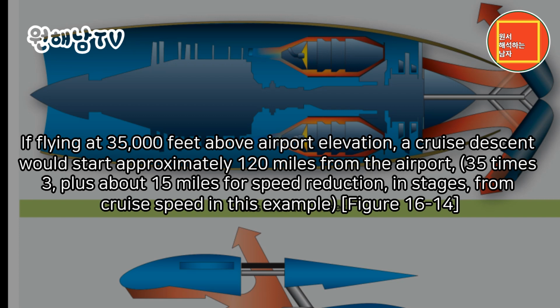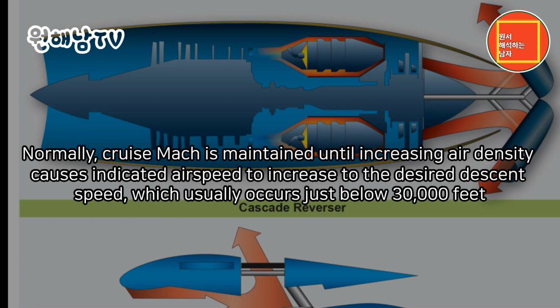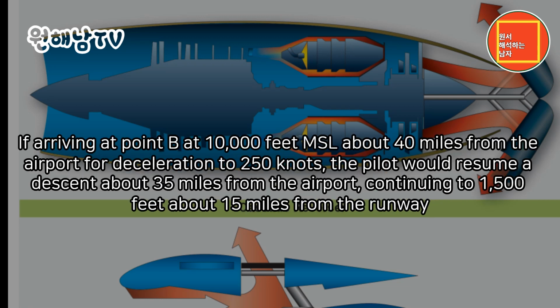Figure 16-14. Normally, cruise Mach is maintained until increasing air density causes indicated airspeed to increase to the desired descent speed, which usually occurs just below 30,000 feet. If arriving at point B at 10,000 feet MSL about 40 miles from the airport for deceleration to 250 knots, the pilot would resume a descent about 35 miles from the airport, continuing to 1,500 feet about 15 miles from the runway.